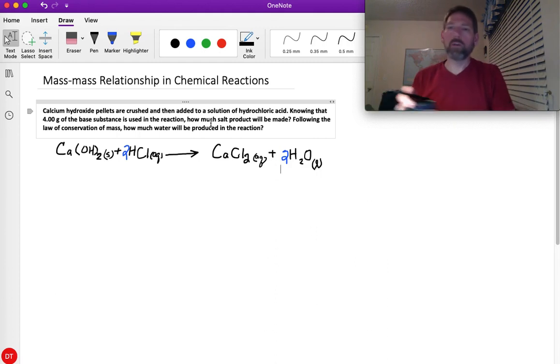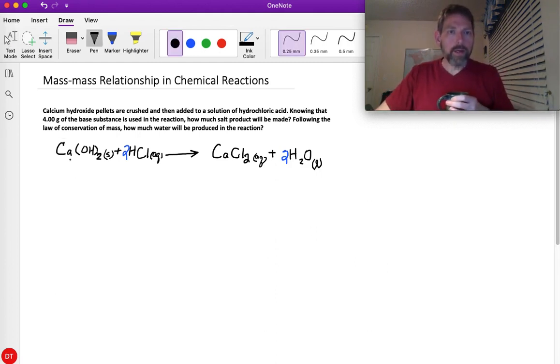All right. So just to review, we had our base. This is our base, calcium hydroxide. Remember, hydroxides typically are your bases. Hydrochloric acid.